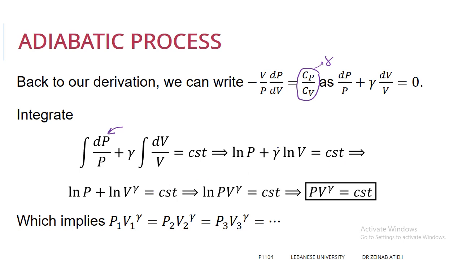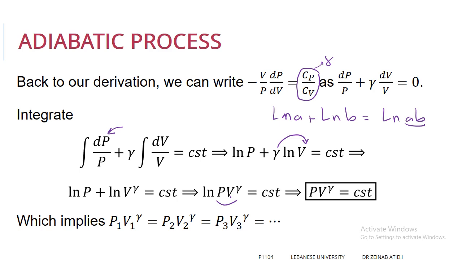I will take gamma up, it becomes gamma in front of ln V, to the power gamma. You all know that ln a plus ln b is equal to ln ab. So ln PV gamma is constant. If ln PV gamma is constant, this means that PV gamma is constant. So for a certain adiabatic process, PV gamma is a constant.